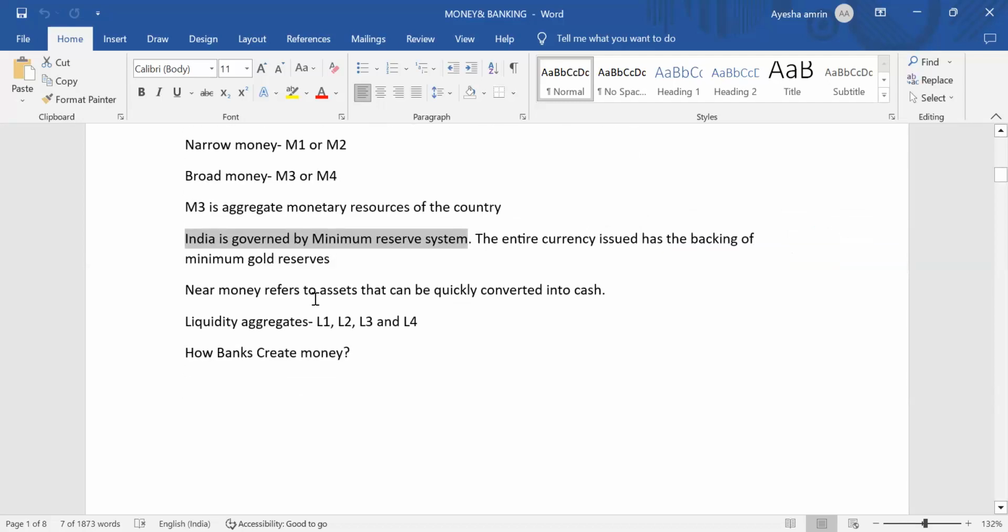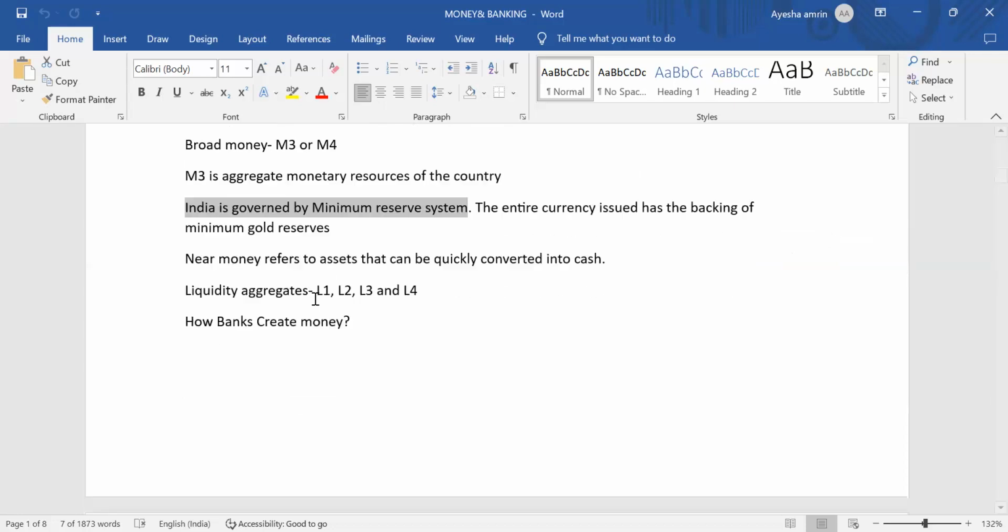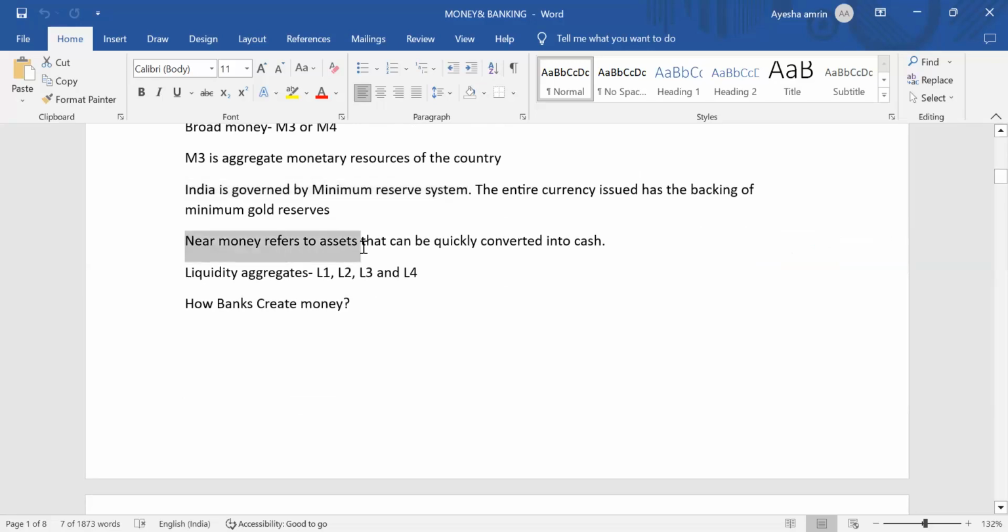Remember. Now coming to liquidity, it is the situation where one wants to convert any kind of asset into cash. So it will go through your country's monetary system. Near money refers to all the assets that can be quickly converted into cash. And liquidity aggregates are nothing but L1, L2, L3 and L4. Remember, L stands for liquidity. So along with your M1, M2, you have liquidity also as L1, L2 and L3.